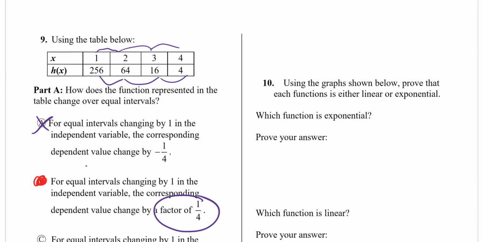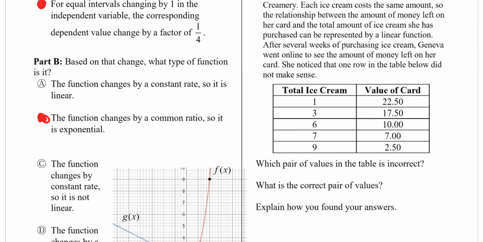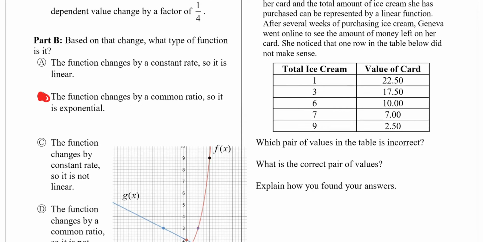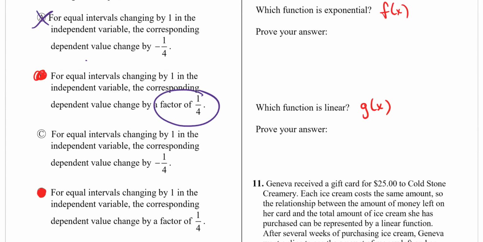Number 10, use the graphs shown below. Prove each function is either linear or exponential. Well, this graph is kind of in a bad spot, but the one that clearly looks exponential is f(x). Which function is exponential? That's going to be f(x). So that means g(x) has to be linear.